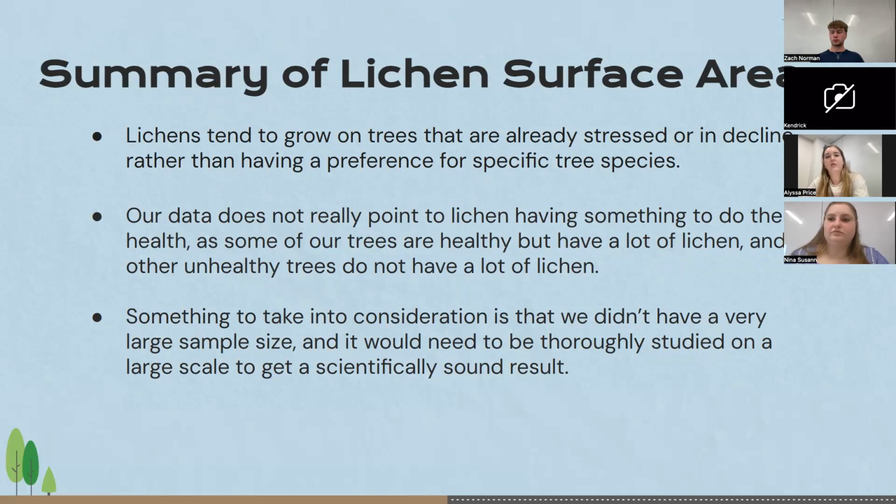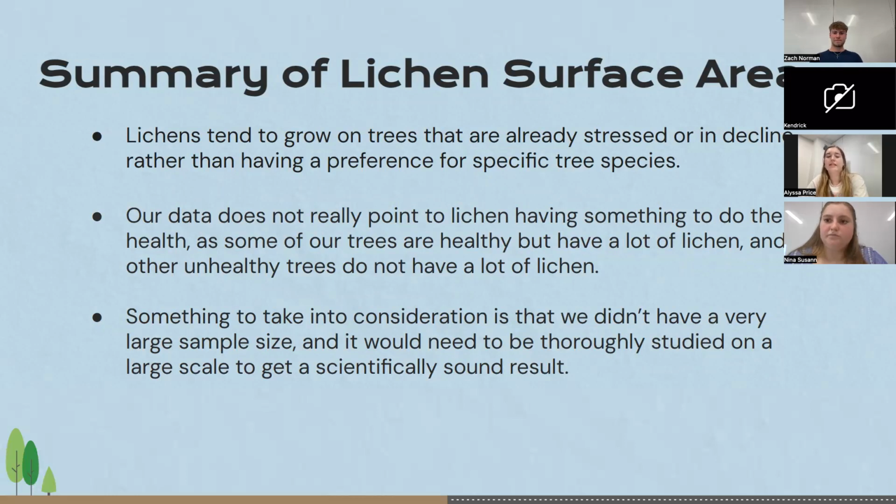how lichens tend to grow on trees that are typically stressed and in decline rather than having a preference for a specific tree species. And so there isn't quite a correlation with the tree species and the percent of lichen. It just varies per tree species, the area they're in. And our data does not really point to lichen having something to do with the health of some of our trees. Some are healthy, and some of them have a lot of lichen, and some of them are unhealthy, and some do not have a lot of lichen. So it's just pretty evenly distributed.